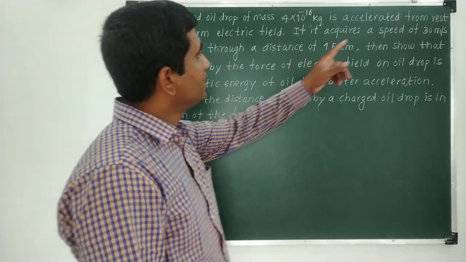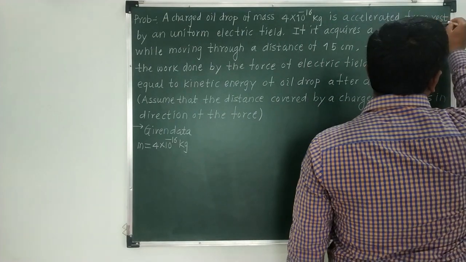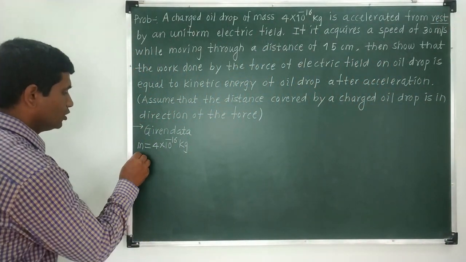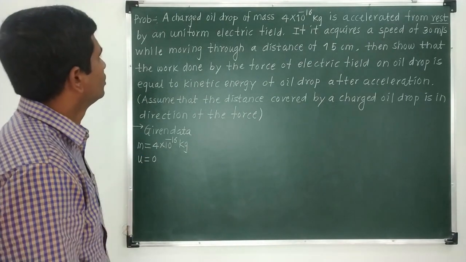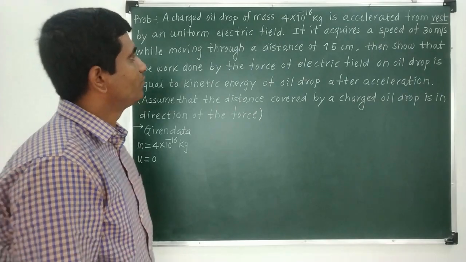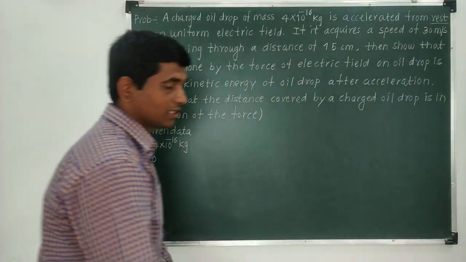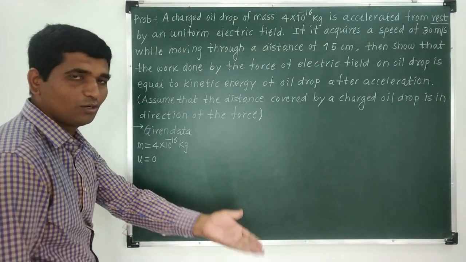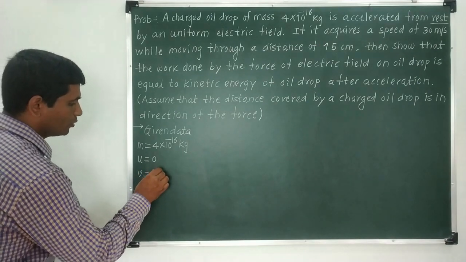It is accelerated from rest. Okay, so you have to focus on this word, that initially the oil drop is at rest. So its initial velocity u is equal to 0. By a uniform electric field, it acquires a speed of 30 meters per second. So its speed has been changed from 0 meters per second to 30 meters per second. So this is the final velocity, you can note it down.